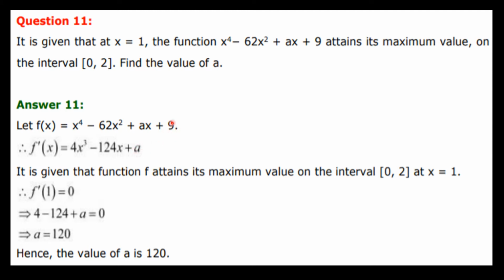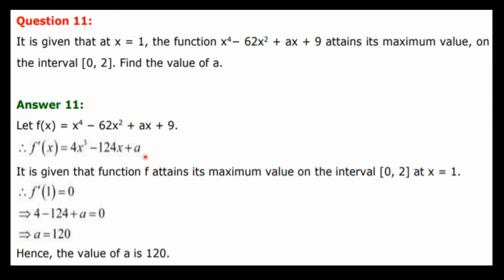Come to the last term. What is the last term? 9. It is a constant term. Then what is the derivative of the constant term? 0. So we are not writing 0 here. Understood this step, my children? We have found f dash of x in this step.